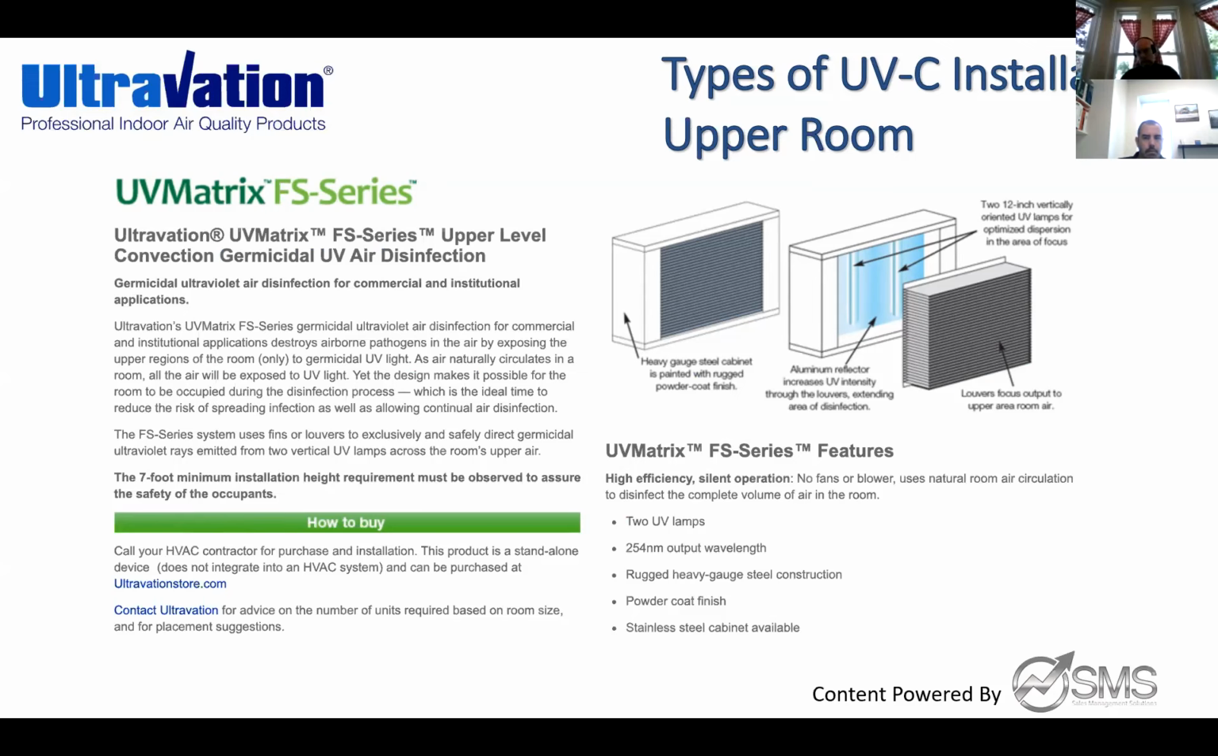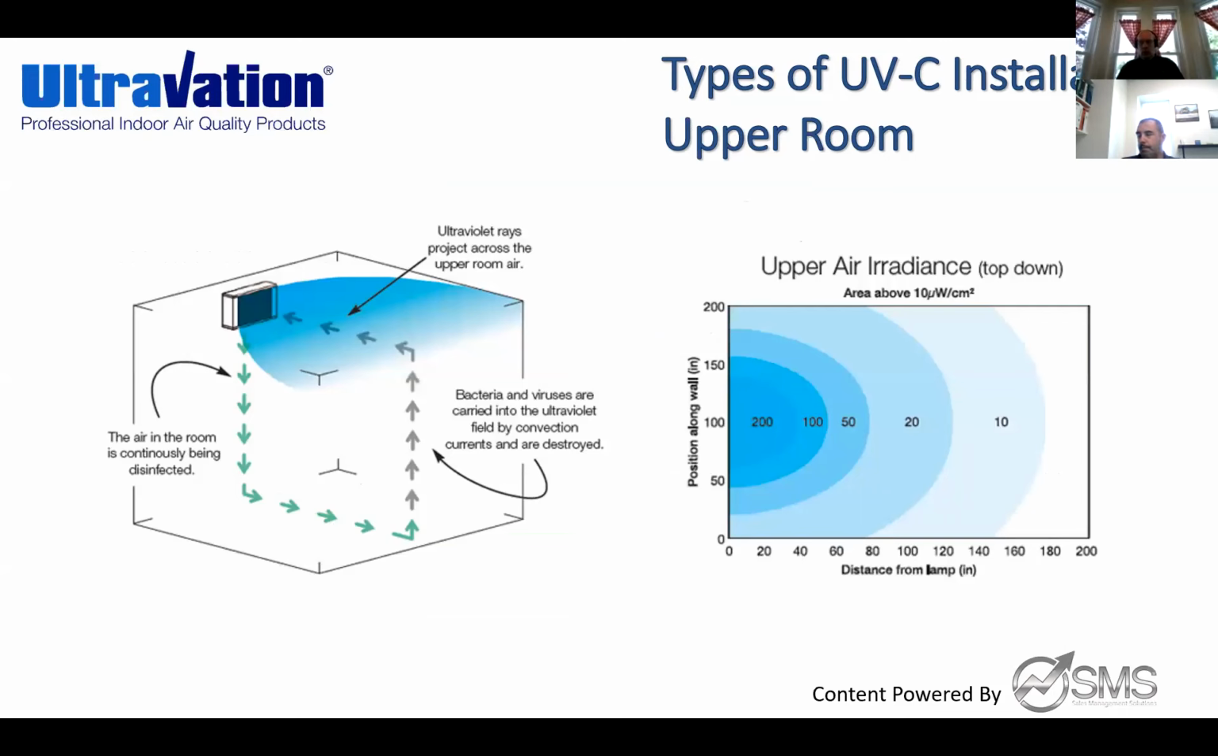if you read right there, as the air naturally circulates in a room, all the air will be exposed to UV light, yet the design makes it possible for the room to be occupied during the disinfection process, which is the ideal time to reduce the risk of spreading infection, as well as allowing continual air disinfection. So it is neat that while people are going through a room, that is taking place. This gives you an idea of what it looks like, what's happening while people are in a room, and how the air is circulating. Air will naturally circulate through this, a natural convection process.